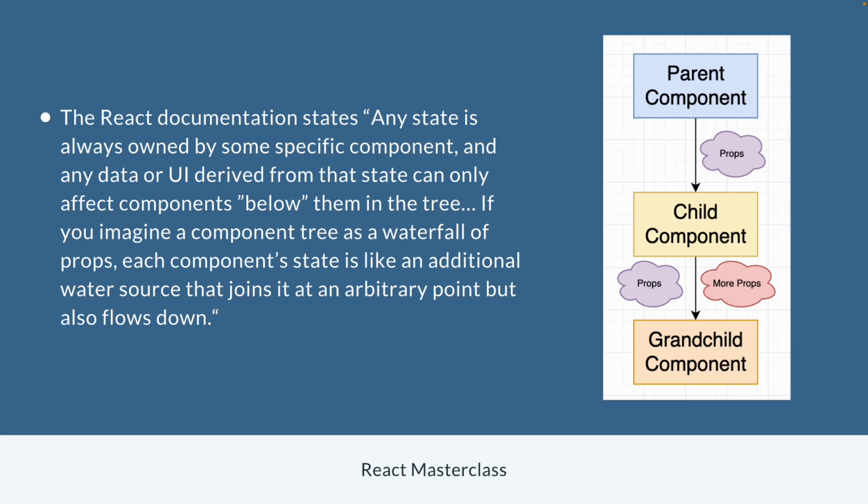So the React documentation states it best. It says, any state is always owned by some specific component, and any data or UI derived from that state can only affect components below them in the tree. So if you imagine a component tree as a waterfall of props, each component state is like an additional water source that joins it at an arbitrary point, but always flows down. So that waterfall analogy is super helpful here, and it demonstrates the idea that everything always moves in one direction. A waterfall doesn't just flow up and down, it always flows down to the next level, to the next lowest point, right? In the river, I guess. And the same analogy applies here in React.